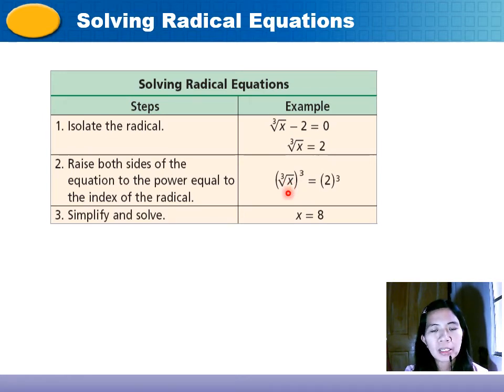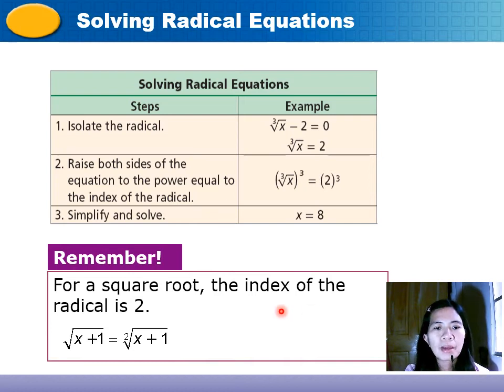This is the law of radicals. Number 3, simplify and solve. The cube root of x raised to the cube will be equal to x. Then 2 cubed will be equal to 8. So the value of x is equal to 8. Then remember, for a square root, the index of the radical is 2. We don't write 2 in a radical symbol. It is understood that it is a square root, or the index is 2.